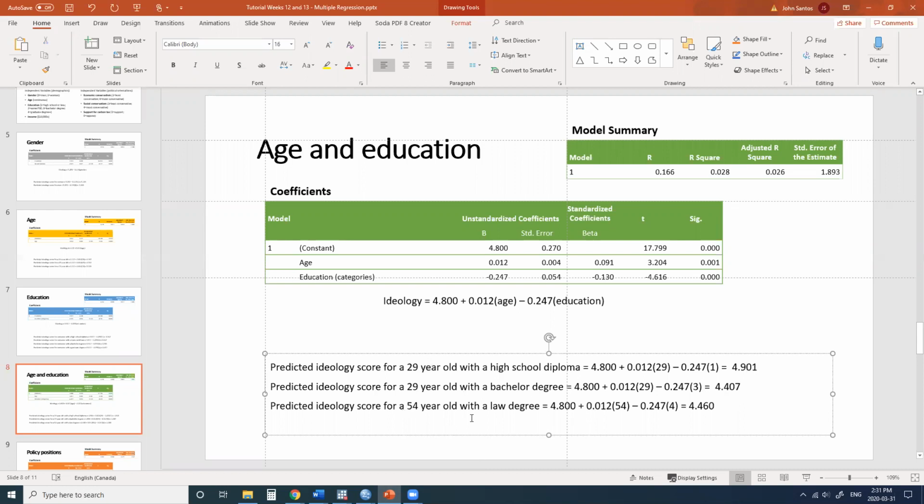A third scenario here, what would be the predicted ideology score for somebody who's 54 years old with a law degree, right? So law degree, this is more than a bachelor's degree. So we would code education as 4, and we plug in 54 into the spot for age, right? So 4.8 plus 0.012 times 54 minus 0.247 times 4, right? And we get 4.46.